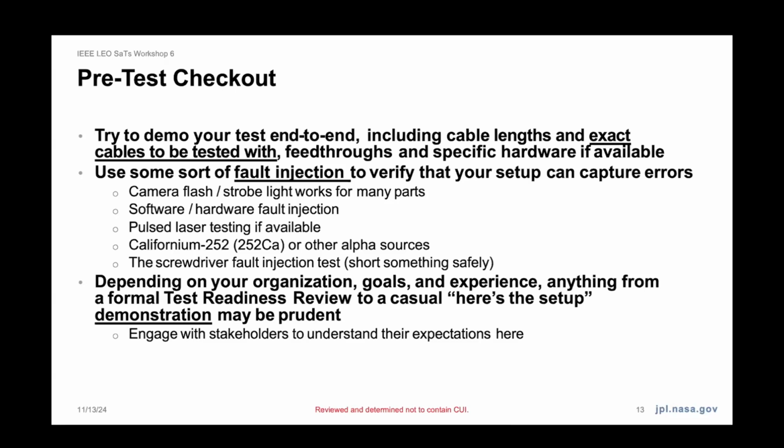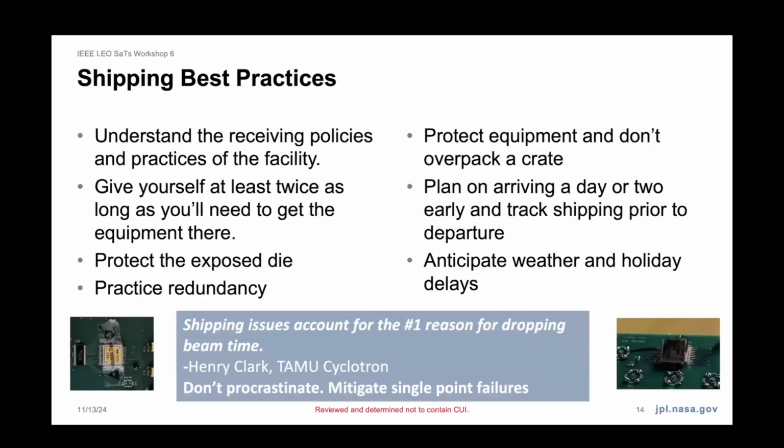You can use fault injection techniques, flash strobes, pulse lasers, alpha sources, etc., to put errors into your system to ensure that you're capturing data correctly. And then a test readiness review, whether it's a formal test readiness review with management or just having someone else look at your setup and walk through the experiment is really important as well. Sometimes there's a forest and trees problem and you're so focused on certain parts of the test, you miss other parts in the big picture. So it's good to talk through somebody else and think about what you're doing.